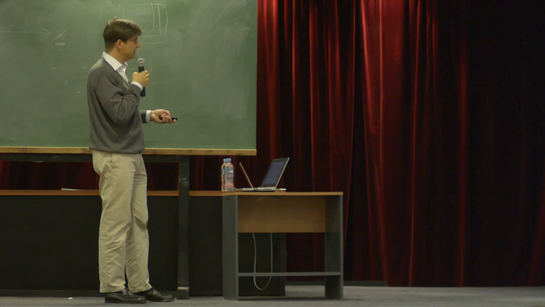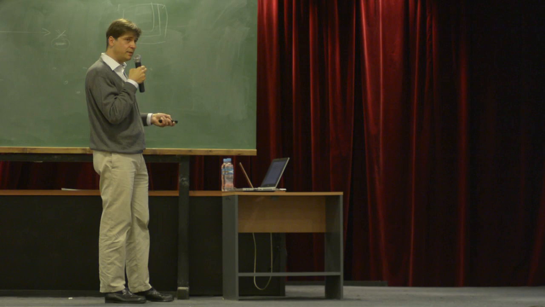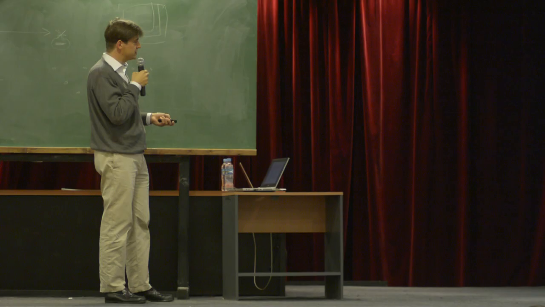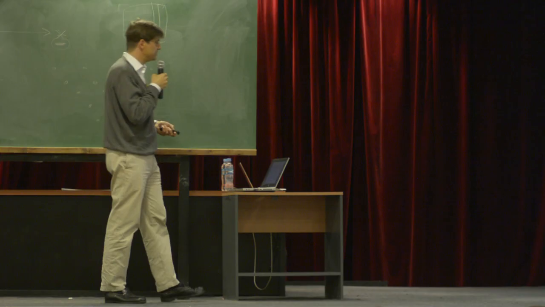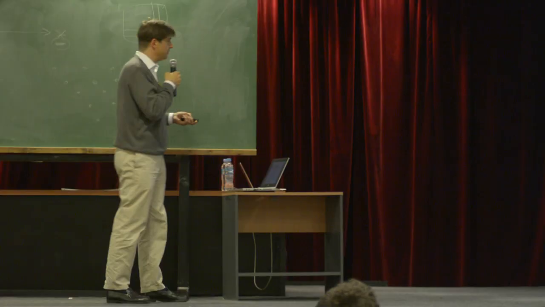So let me try to explain. In a certain sense, all this information about the covariance structure resides in this four-linear form, which is not completely symmetric, but has some symmetries. And let me explain how this one is given. Let me try to do that on one slide.